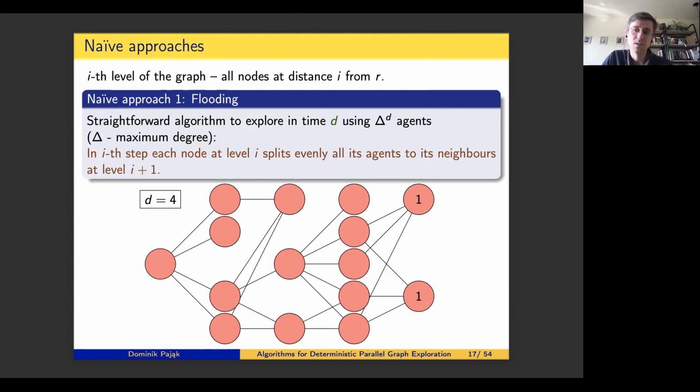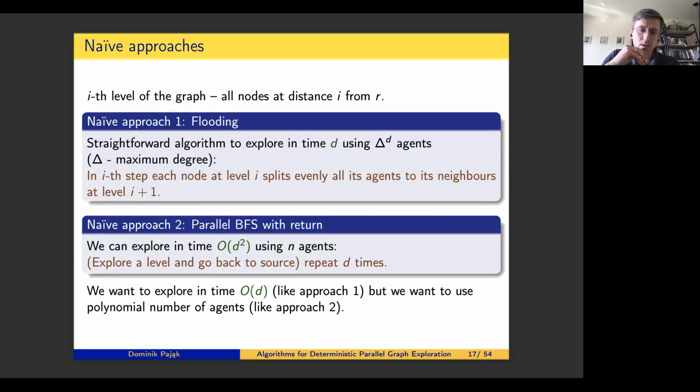So this is nice, but it uses a little bit too many agents. So there is naive approach number 2 that I will not maybe go into the details. You can actually do it in d square using only n agents. And so what we want is exploration in time proportional to the diameter, which is the fastest possible, like in this approach 1, but we want to use only polynomially many agents. Polynomially many is like, we don't want exponentially many. We want only n to the power of a constant, let's say.